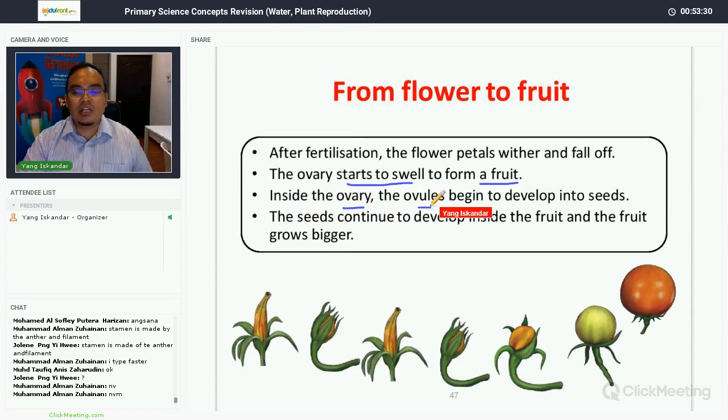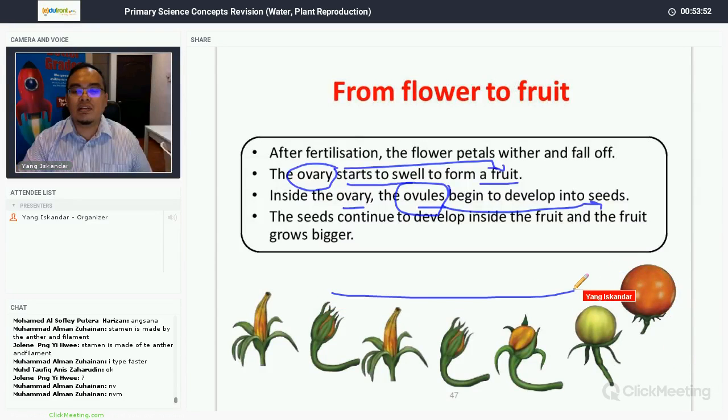So inside the ovary, the ovules begin to develop into the seeds. Okay, so the ovary becomes the fruit, while the ovules become the seeds. Right? So the seed continues to develop inside the fruit, and the fruit grows bigger and bigger and bigger. Okay, so you can see here this process.